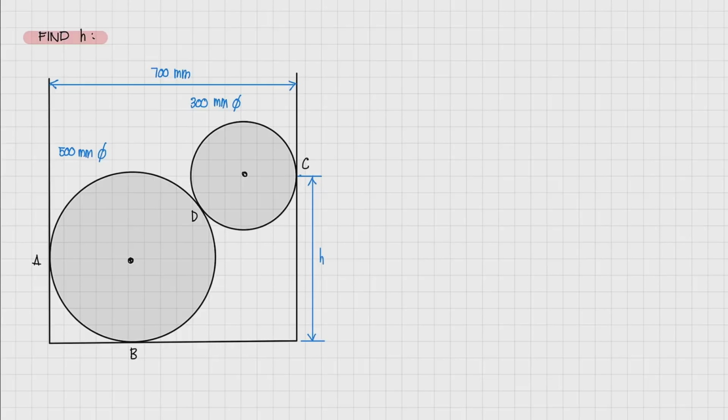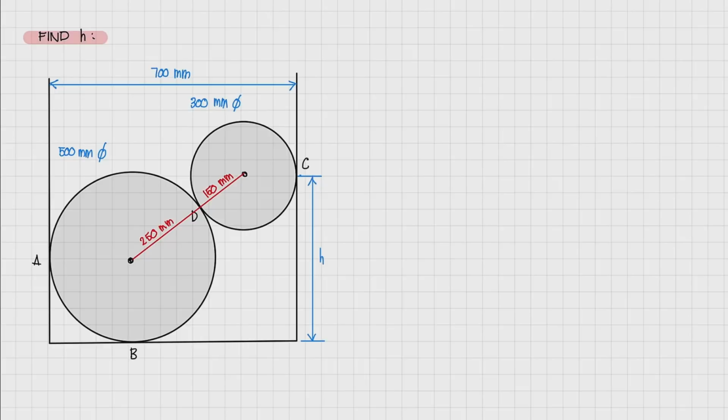So to be able to do that, first, we're going to connect the centers of our two circles. So connect natin siya. And we can define this line because we know the radius of our circles. So for the bigger circle, we have 500 mm. And then for the smaller circle, we have a diameter of 300 mm. So this one is 250 mm. And then the other one is 150 mm.